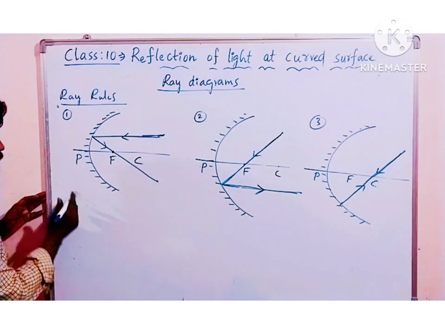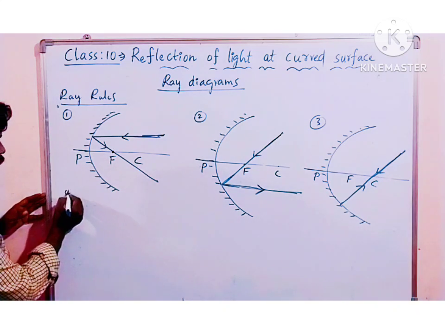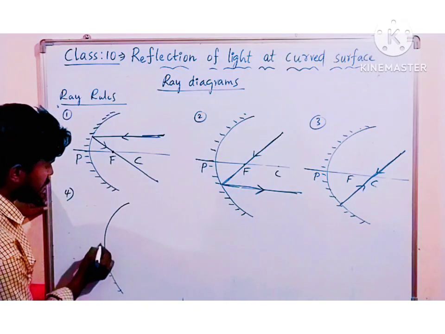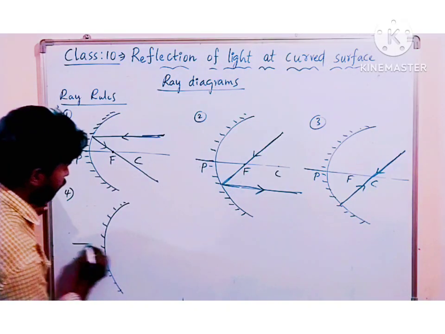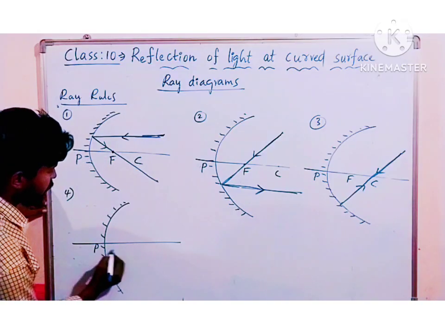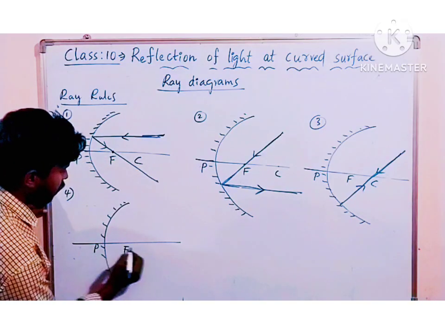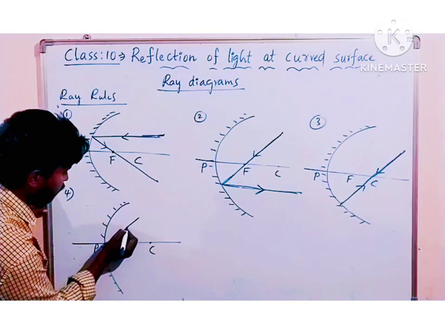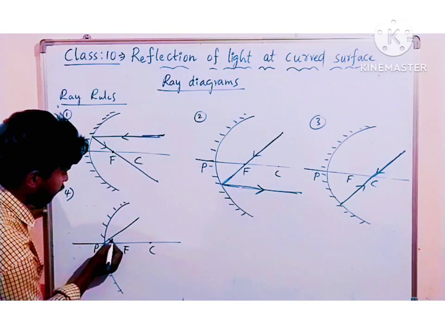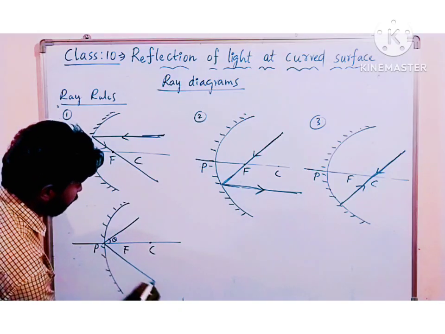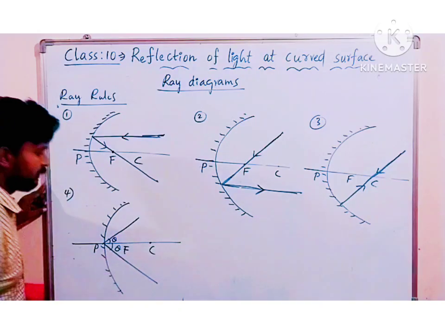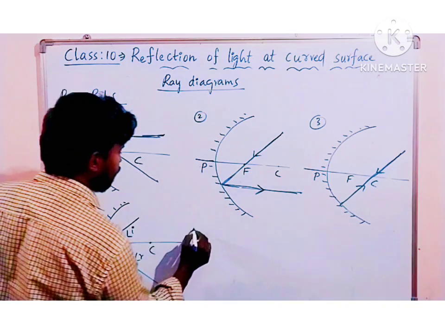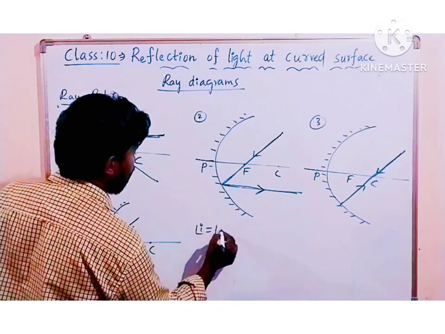Okay, in some other materials rule 4 is also there. When a light ray makes some angle theta with the principal axis, here is the focus, and the other point is the center of curvature, after reflection it bounces back with the same angle. Here it is angle I, here it is angle R. So angle I equals angle R.